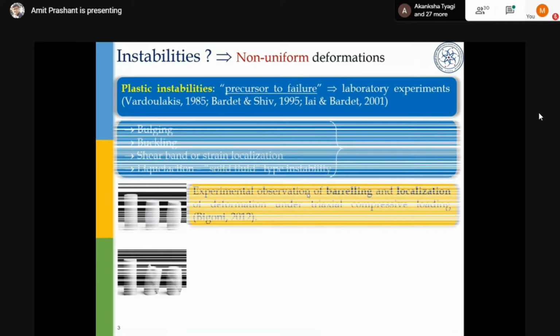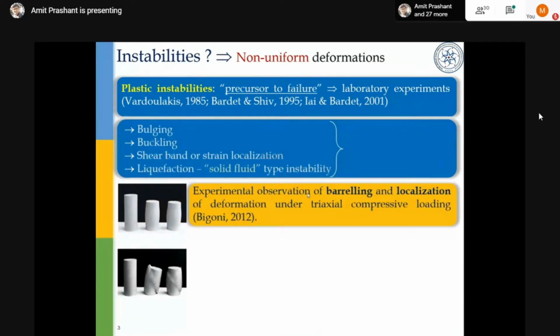are multiple modes. Some of the modes are given here. Bulging of the samples that you see. Here, maybe I'll pull up the laser pointer. Right. This kind of thing you may have seen, buckling of the samples can happen. And then shear band and strain localization is the most commonly researched topic nowadays.